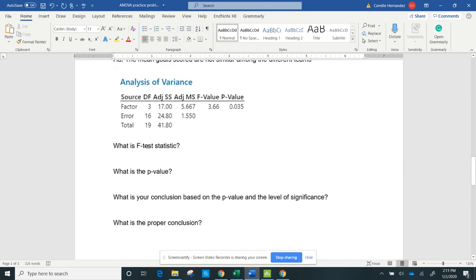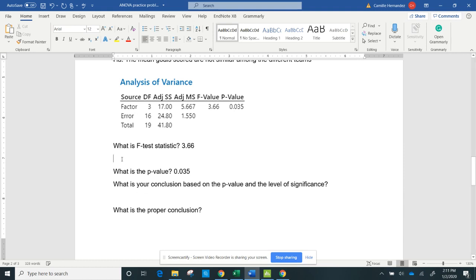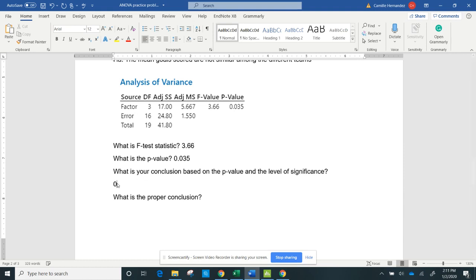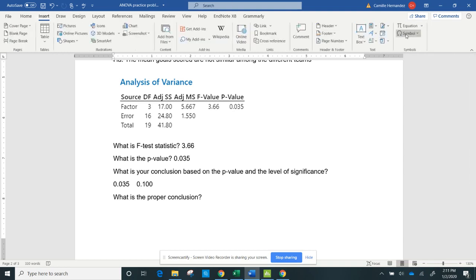All right, so what is my F statistic? I'm going to put it right here. It's 3.66. What is my p-value? 0.035. So I'm going to compare it here. Let me bring up more room. All right, so 0.035 compared to 0.10. Okay, 0.10 is greater than 0.035. So I'm going to put in the correct symbol so I know. So then I reject the null.